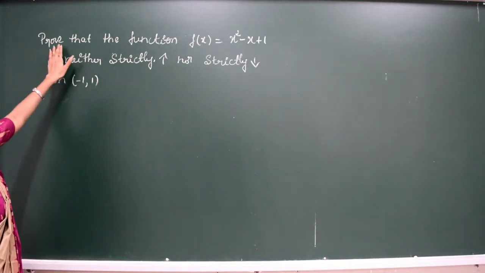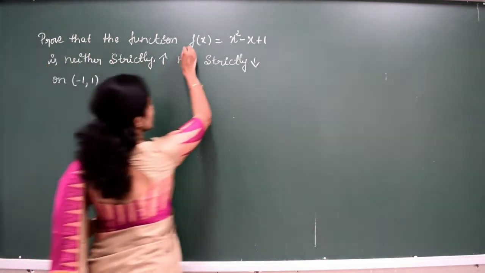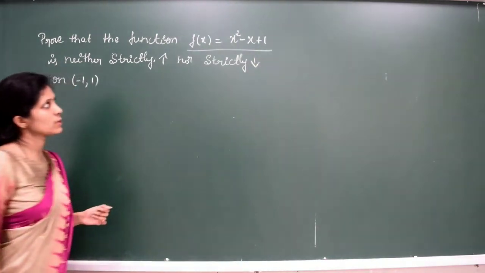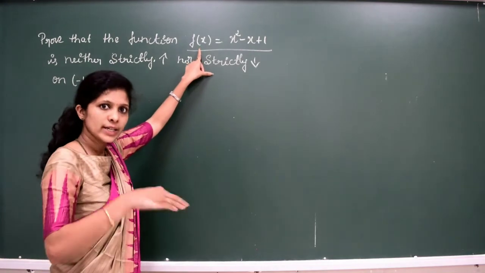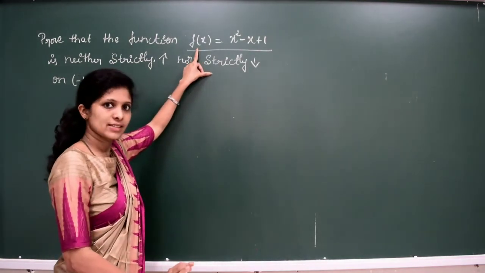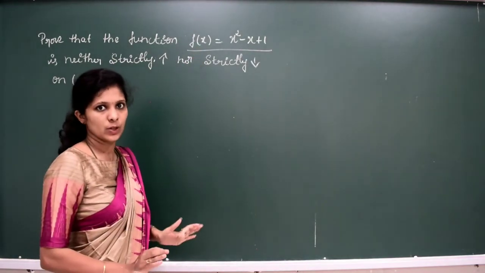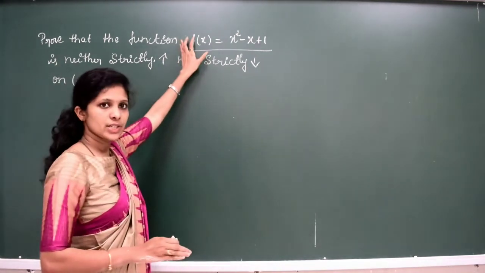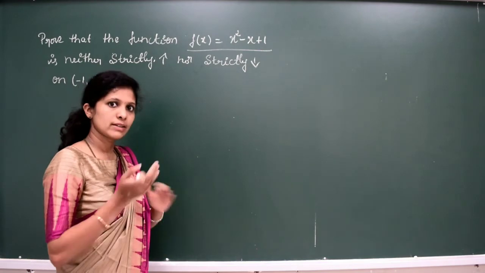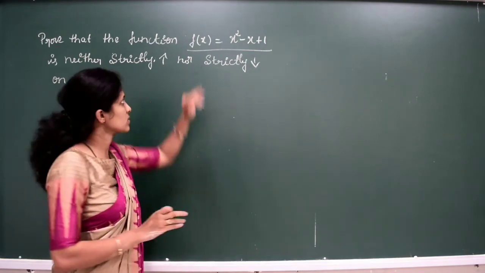What you can do, see, prove that the function f of x is equal to x square minus x plus 1. Whenever f of x is given, better you write f dash of x. If y is given, better you write dy by dx. Then you equate dy by dx equal to 0. Whatever the function is given, better you write that only. If you write the other also it's okay, but better you stick to one.